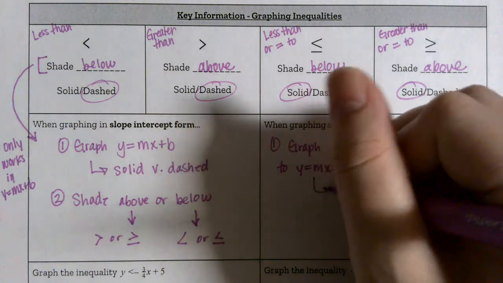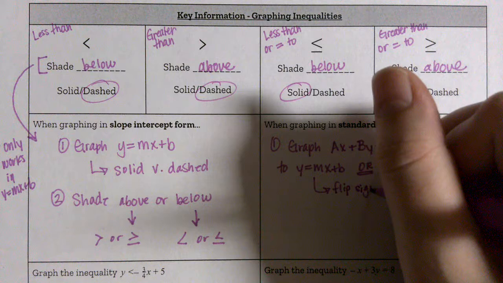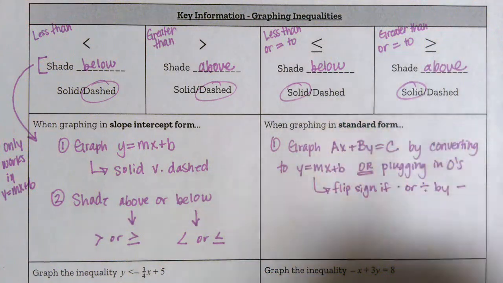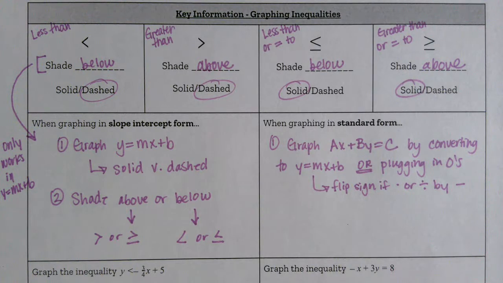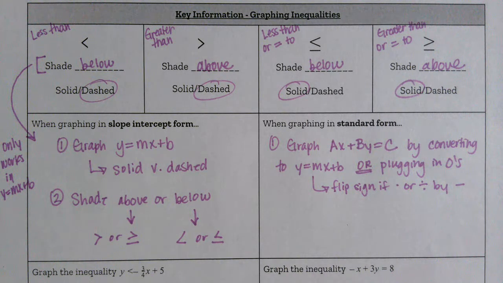So I'm actually going to write that right here. Flip sign if multiply or divide by a negative. If you forget to do that, you will shade the opposite side.